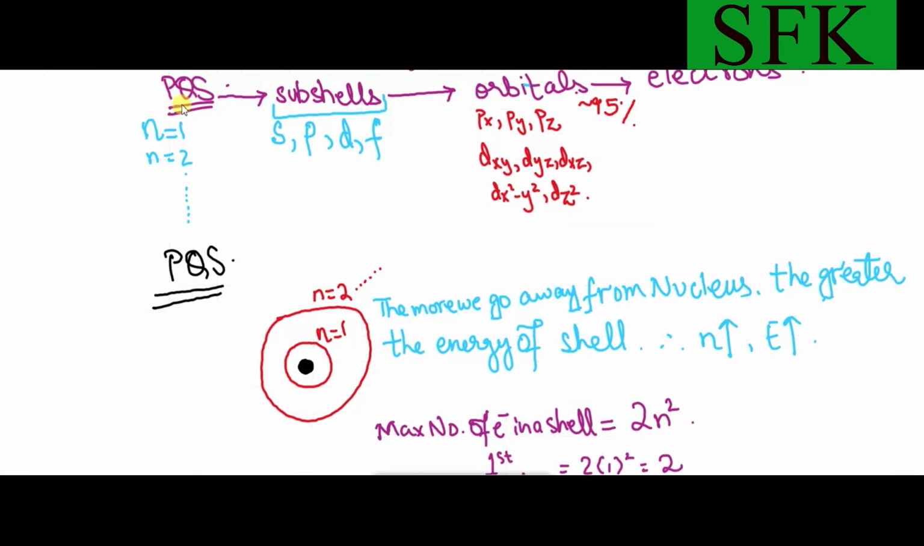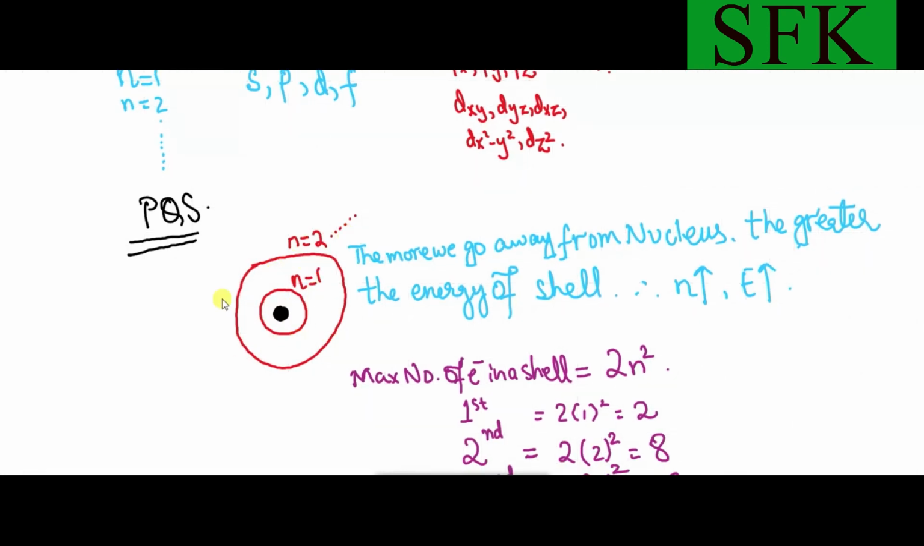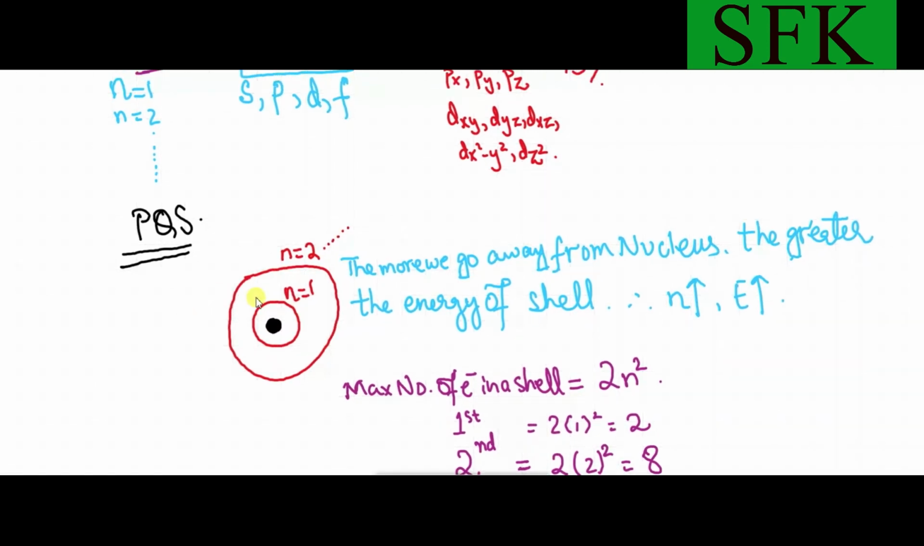The principal quantum shell around the nucleus of an atom. This is an atom. The black dot represents the nucleus and the red represents the principal quantum shells. Each principal quantum shell is symbolized by the letter N. The first quantum shell is given a value of N equal to 1. The second one is given a value of N equals 2, and so on.